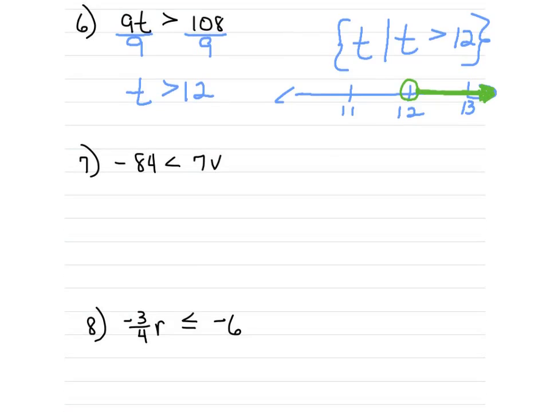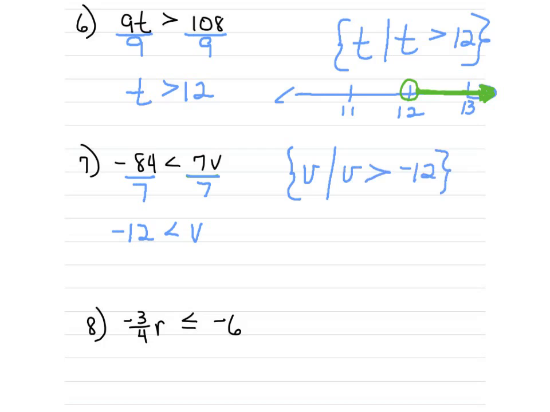All right, number 7, negative 84 is less than 7v. Let's divide by 7 on both sides. Notice I'm dividing by a positive 7, so there's no need to flip my inequality. So negative 12 is less than v. The way I write that in set notation would be all values for v where v is greater than negative 12. Again, I read the inequality in this case from right to left so that my variable is read first. And that's how I write it in set notation.